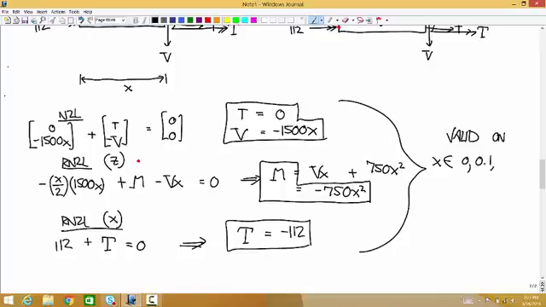What happened to the 1500x for the moment? Oh, okay. I skipped a step here. So this one is x over 2 times 1500x gives you 750x squared. It goes to the other side, but then you're adding that to Vx. Vx is minus 1500x squared, and so they half cancel.